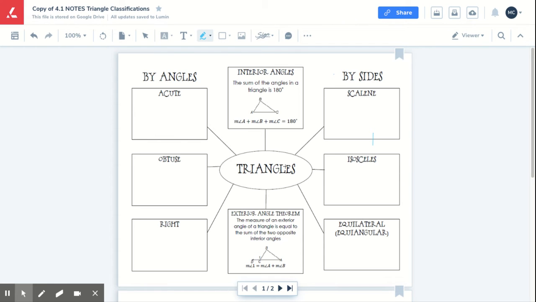Our topic today is to classify triangles. This is the start of our new unit, Unit 3. We can classify triangles by a couple of different things. We could classify them by their angles. So we would call a triangle an acute triangle if all three angles are acute.